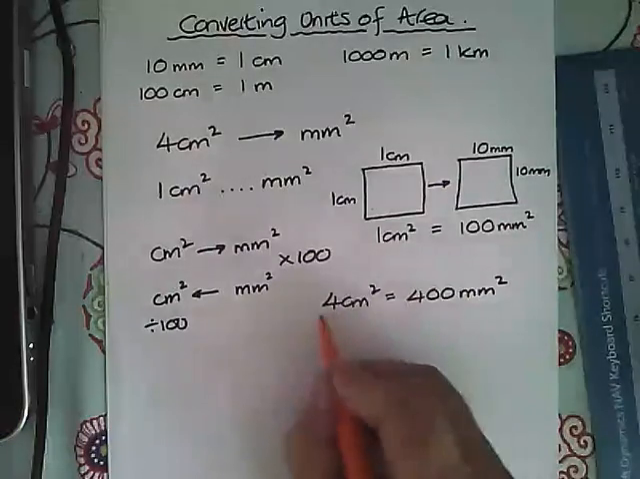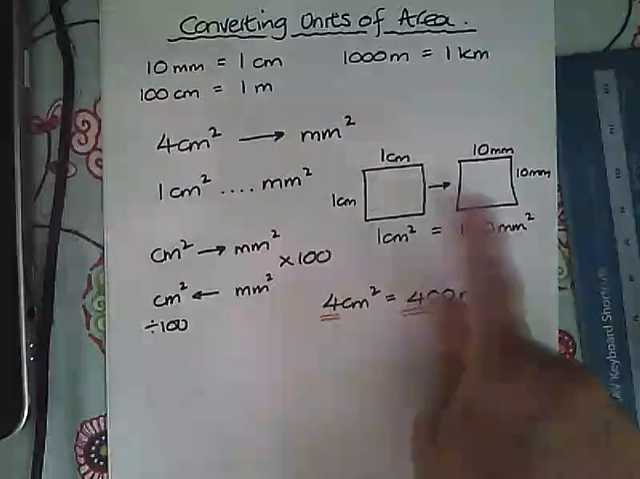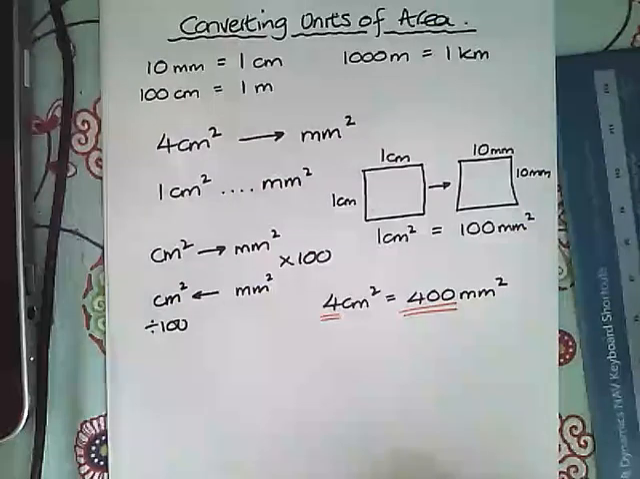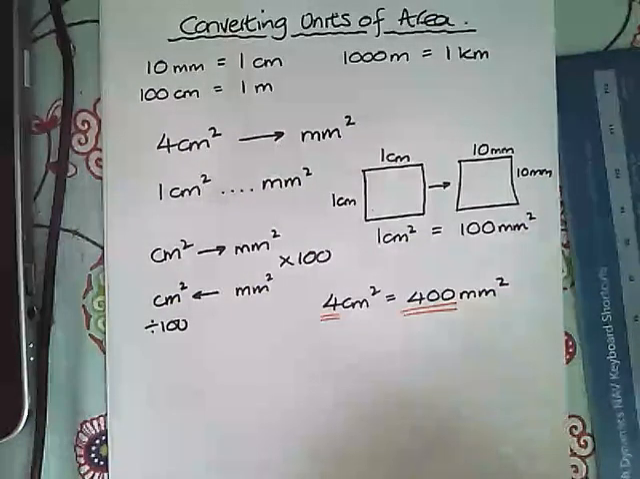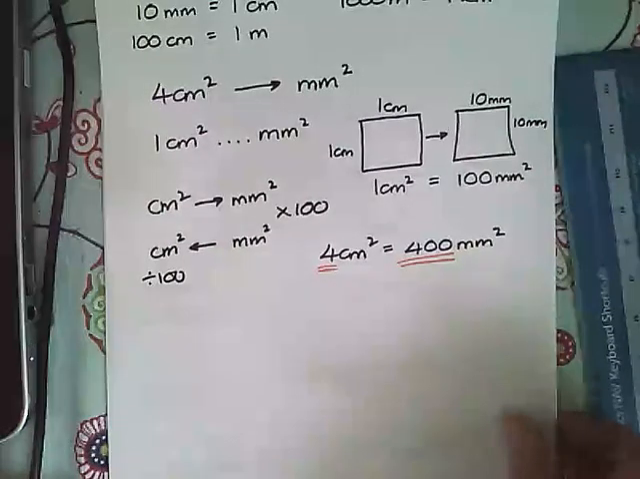And if you draw this square diagram with the two squares and the dimensions on them, then it will help you not make the mistake of simply timesing by 100 or timesing by 1,000, which is a common error to make. So let's have a look at another example.